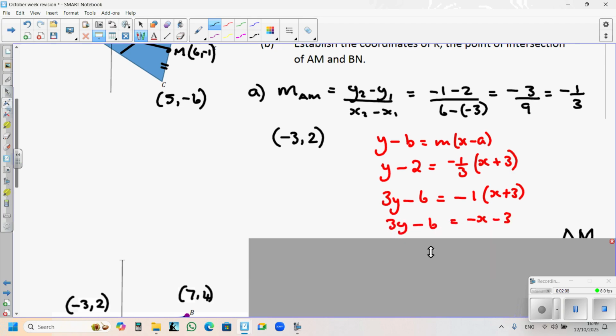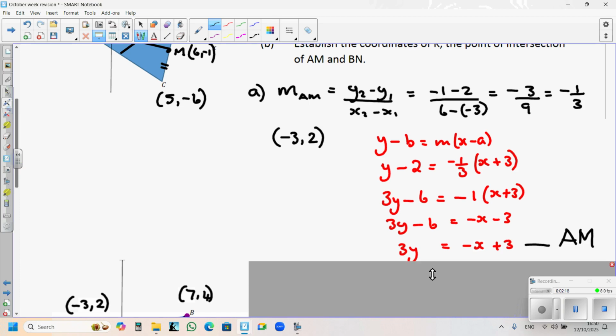Tidy that up, multiply your bracket with -1. When you multiply a bracket with -1, it changes the sign of everything in it. So that's -x and -3. And to finish it off, add 6 to both sides. And when I add 6 onto both sides, I get 3y is equal to -x minus 3 plus 6 is going to be plus 3. So that's the equation of AM, the first median.